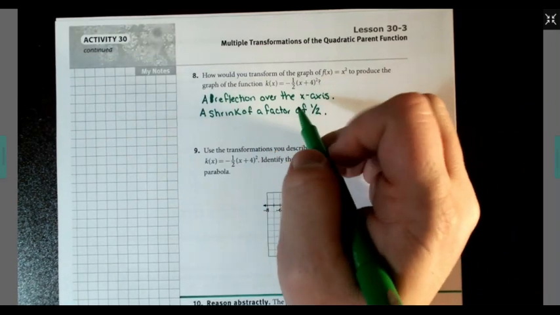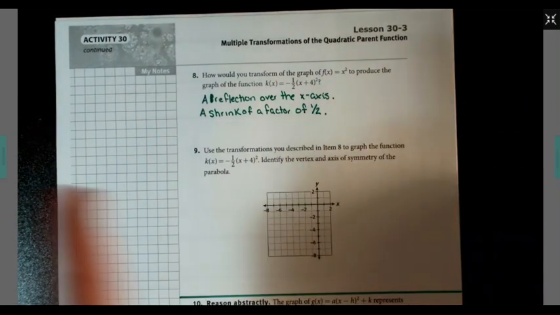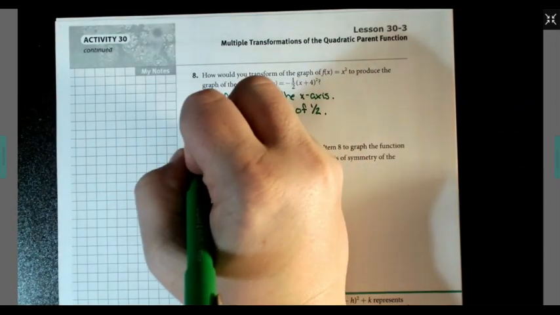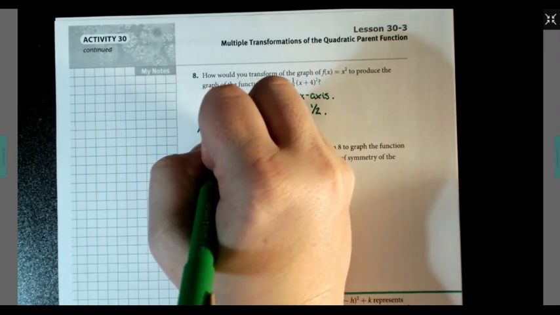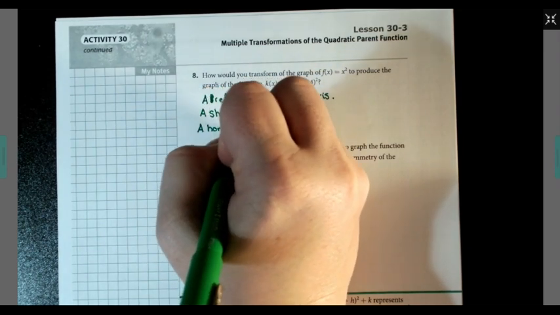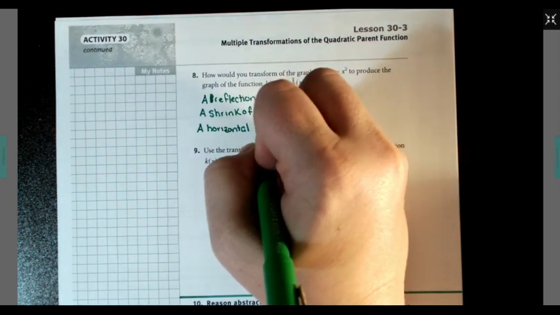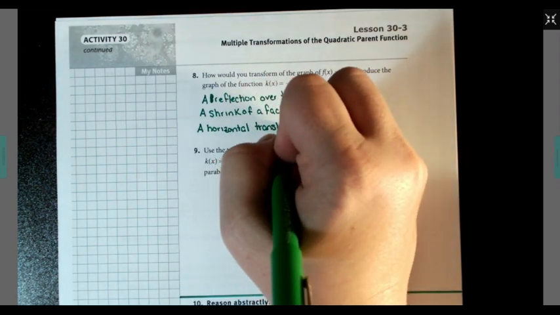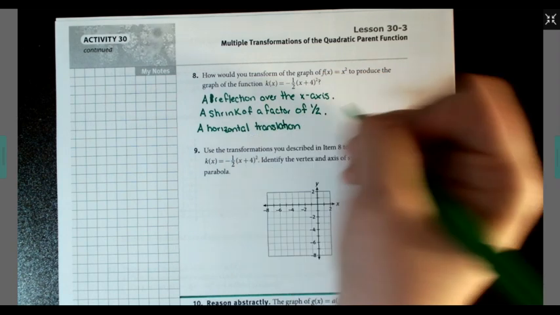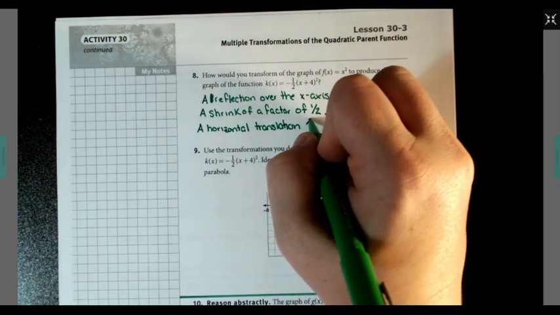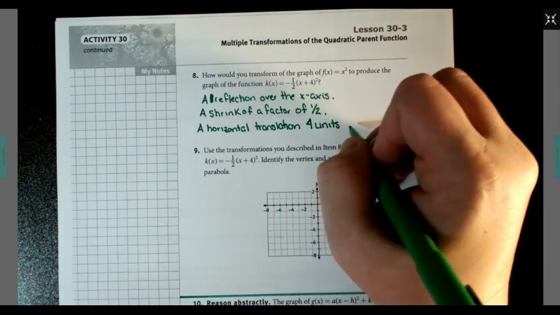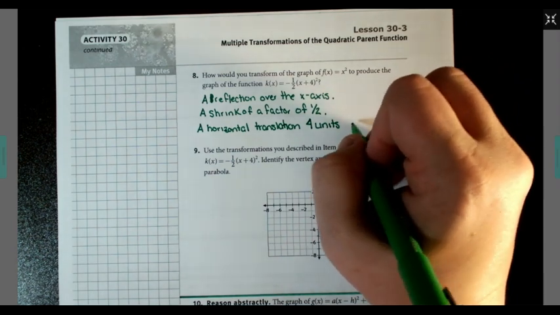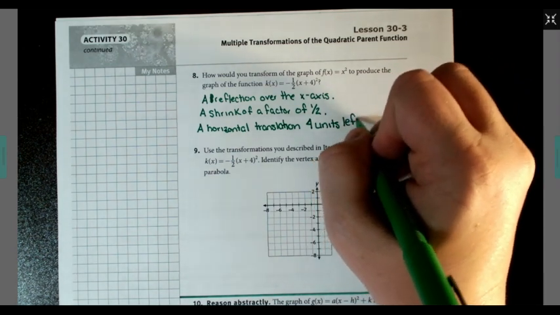And anytime it's in the parentheses, remember this is going to move our graph left and right. So we're going to have a horizontal translation four units left.